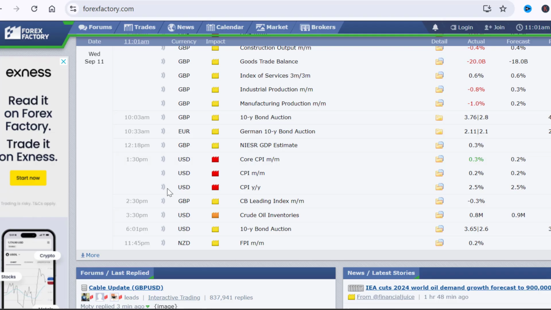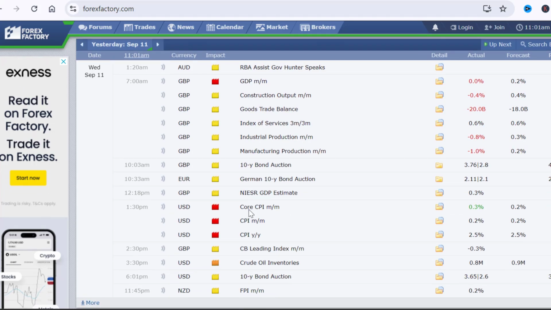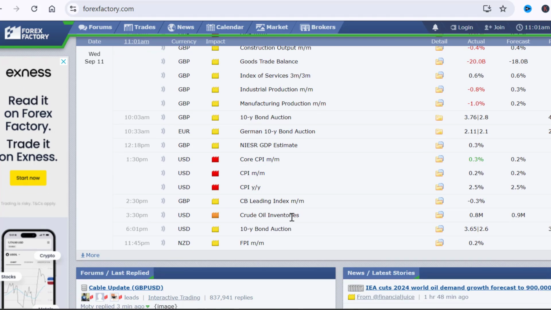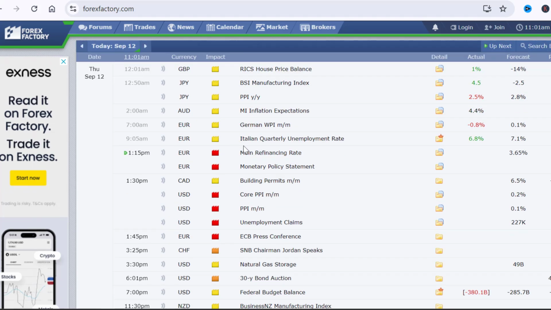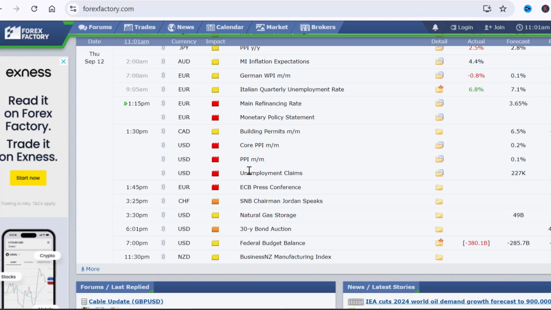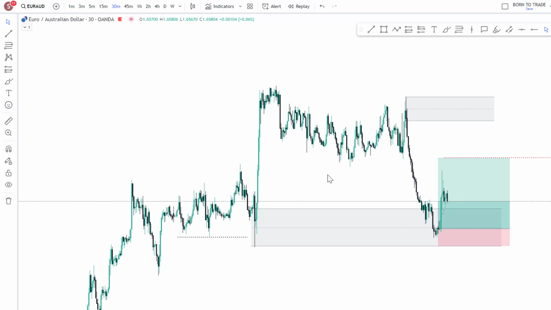Let's see. So this was actually yesterday's news, where we had the core CPI and the crude oil inventories, which caused the massive movements we're seeing in the markets. Now for today, we equally have another good impact news that is going to be dropping. We have another core CPI and unemployment claim. So these are events that are going to have impact on the market today, and this particular one might have little impact as well.